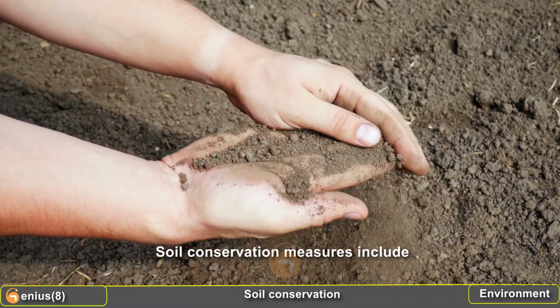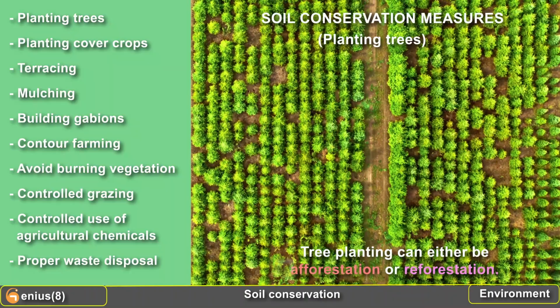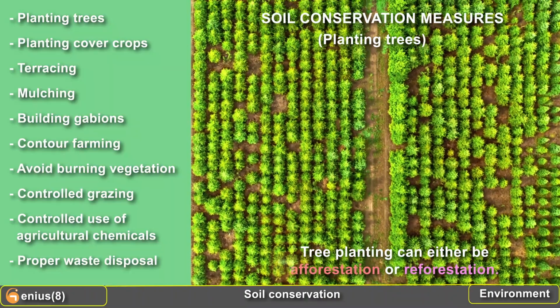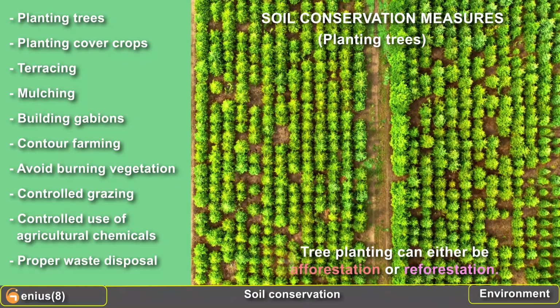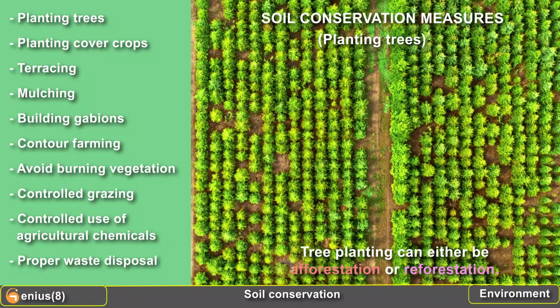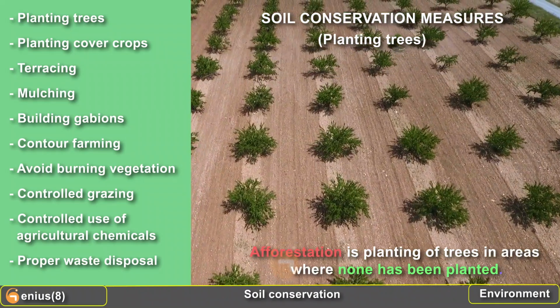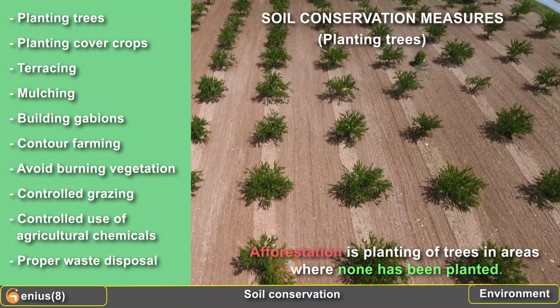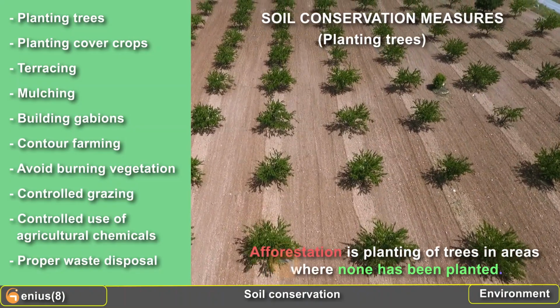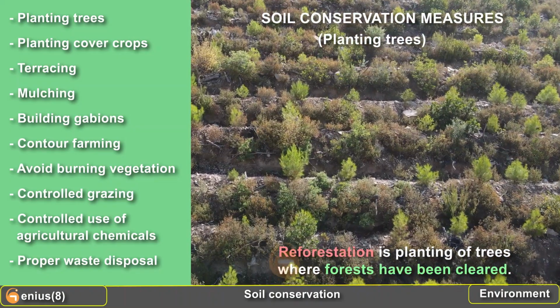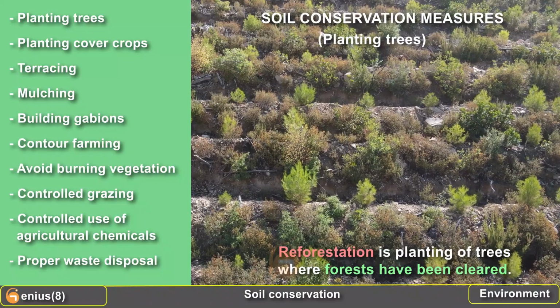Soil conservation measures include planting trees. Tree planting can either be afforestation or reforestation. Afforestation is planting of trees in areas where none has been planted. Reforestation is planting of trees where forests have been cleared.